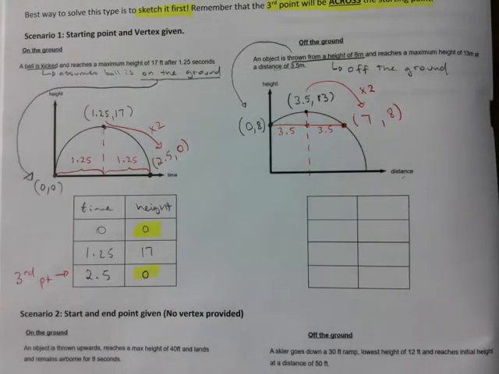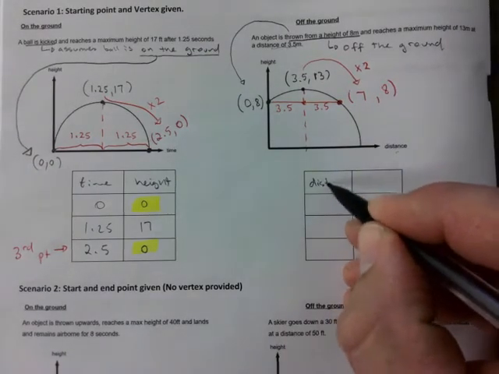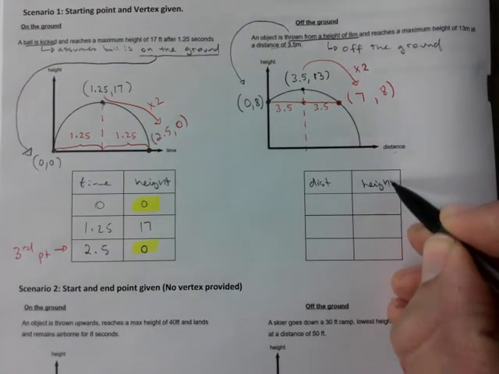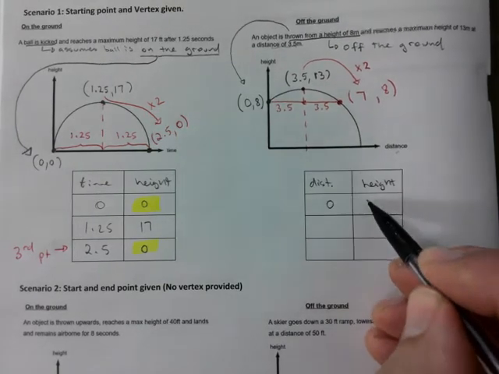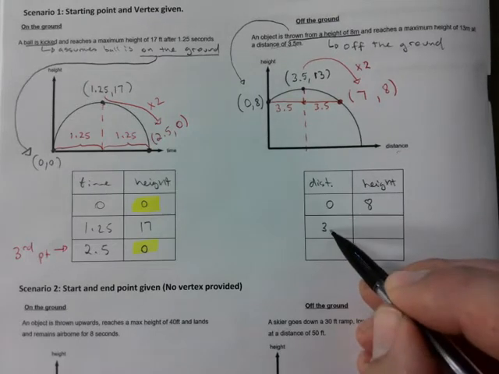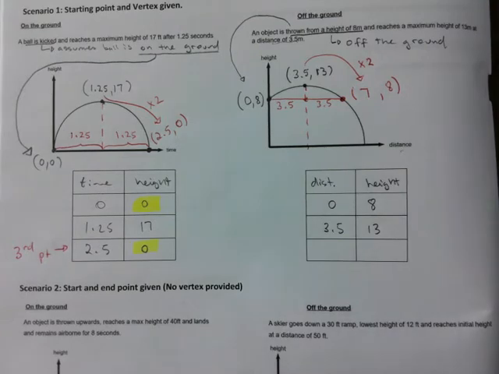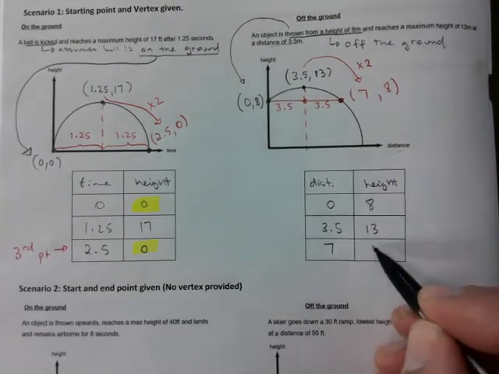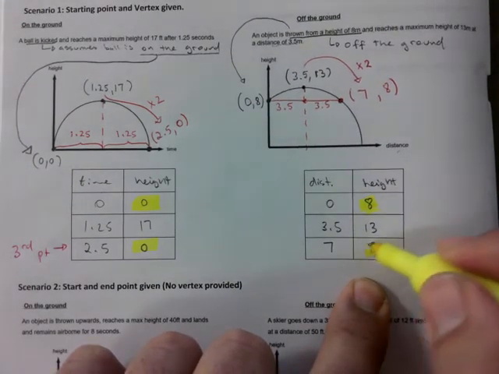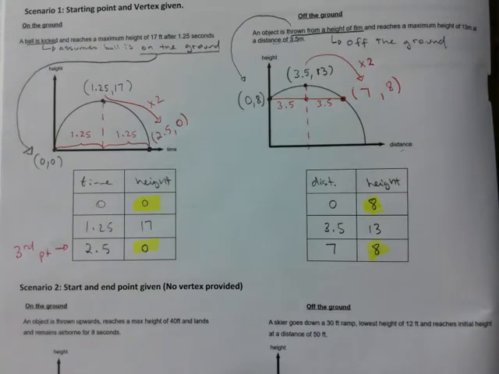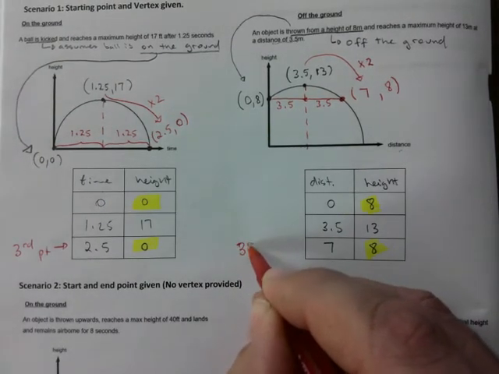And so if you come up with your table, we have distance and we have height. Remember, it's always x and y. Okay, x and y always. So we started at 0, 8, and 3.5, 13. Those two were basically given to us. And then the third point is 7, 8. And notice that we're back to 8, right? This is the third point.